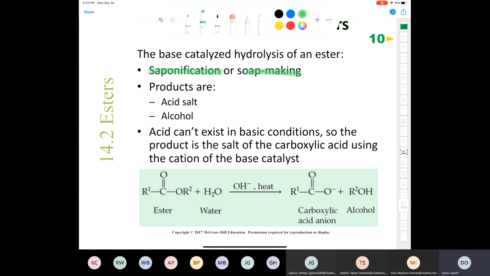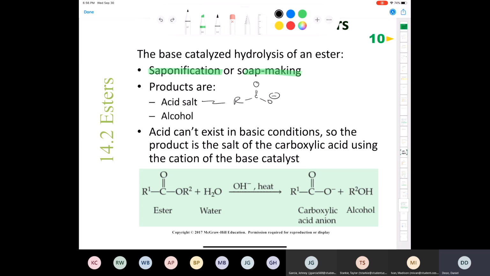But this time, we don't end up with a carboxylic acid and an alcohol. We end up with an alcohol and an acid salt. You remember those carboxylates that we looked at earlier? Okay, salt like this. Okay, and again, we'll just leave it like that. We'll just leave it as a carboxylate. You could have any cation. It could be sodium or it could be potassium, whatever.